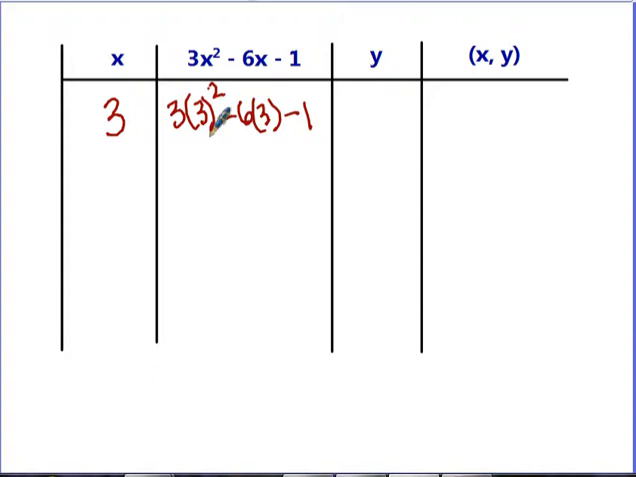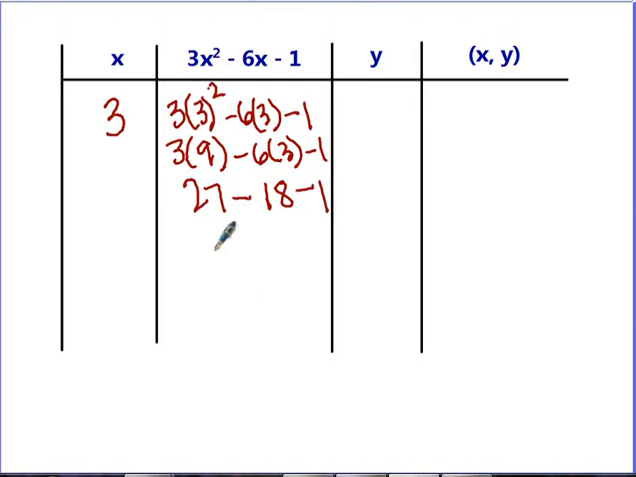Three squared is 9, so really I have 3 times 9 minus 6 times 3 minus 1. 3 times 9 is 27. Negative 6 times 3 is negative 18. And minus 1. 27 minus 18 is 9. Take away one more, I get 8. That means that part of my parabola goes through the point 3, 8.